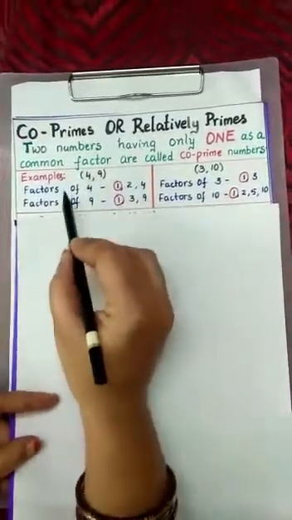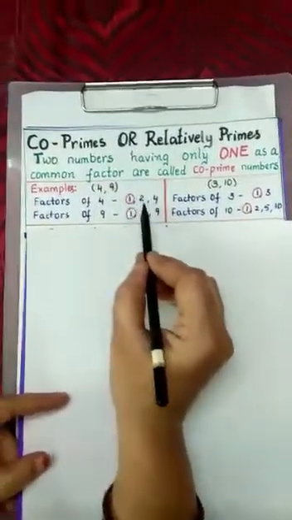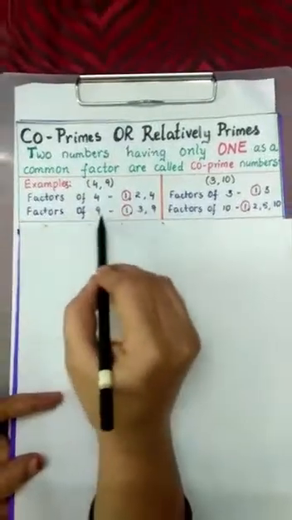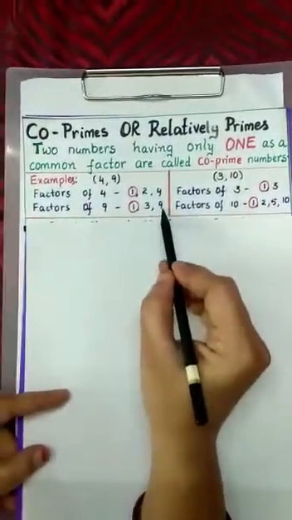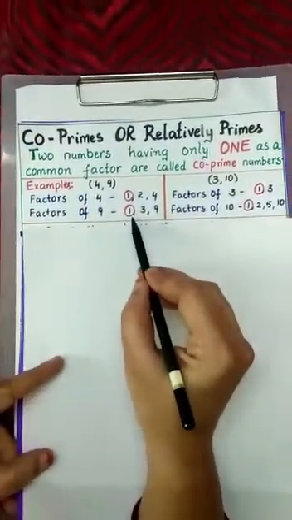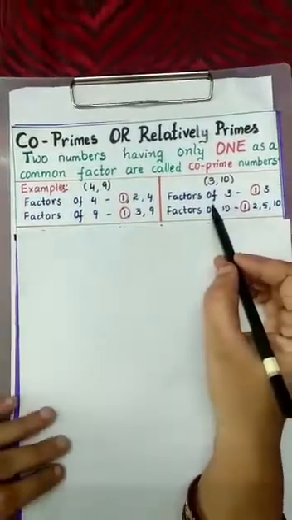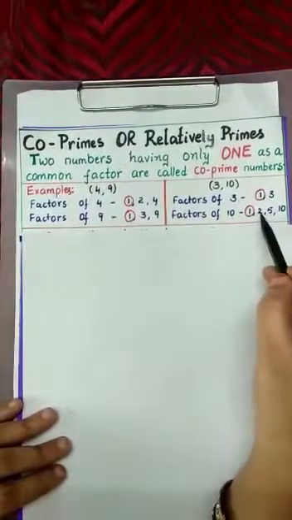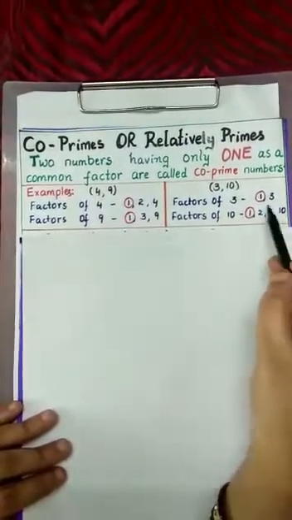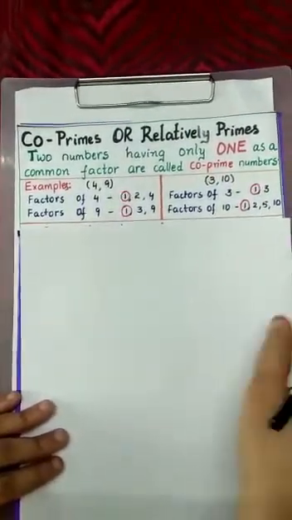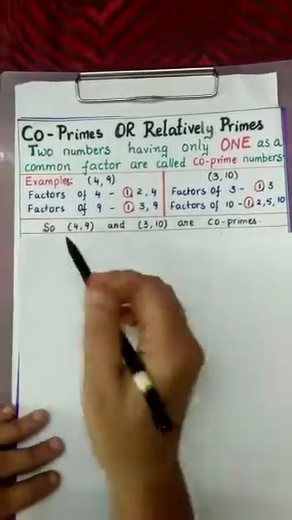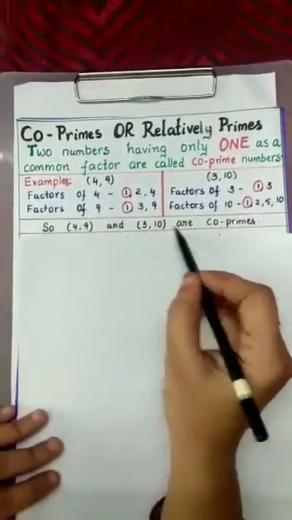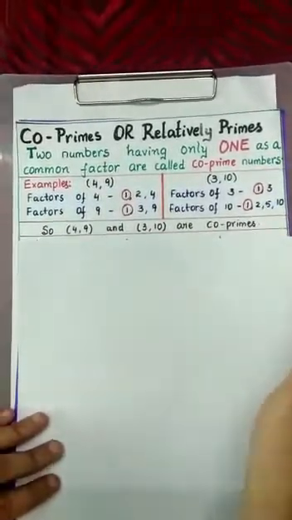4 and 9. Factors of 4: 1, 2, 4. Factors of 9: 1, 3, 9. What's the common factor? 1. Now see another example here. Factors of 3: 1 and 3. Factors of 10: 1, 2, 5, 10. Here also we have 1 as a common factor. So 4, 9 and 3, 10 are called co-prime numbers.